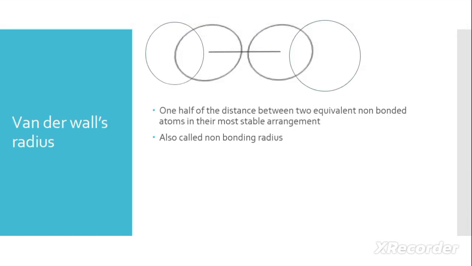Then the next type of radius is van der Waals radius. Van der Waals radius means 1/2 of the distance between 2 equivalent non-bonded atoms in their most stable arrangement.